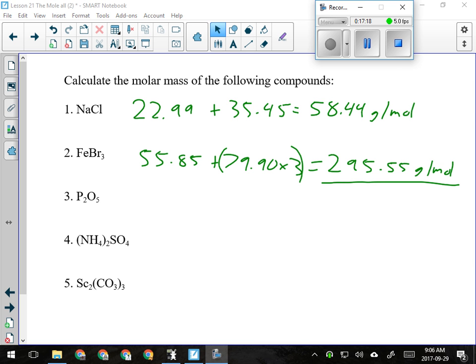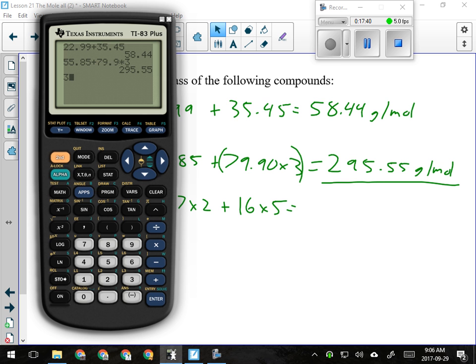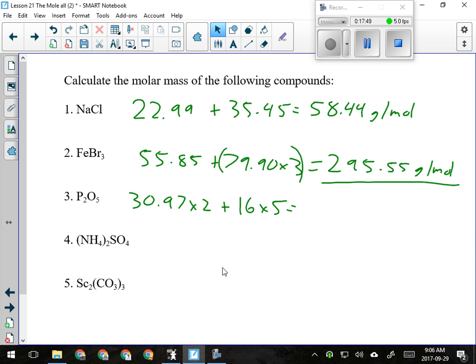All right, let's look at 3 and 4 here because I've had a number of questions on number 4. For number 3 here, we've got phosphorus and oxygen going together. So we got 30.97 times 2 plus 16 times 5. There's our 5 oxygens and our 2 phosphorus. So 30.97 times 2 plus 16 times 5 gives 141.94 grams per mole.